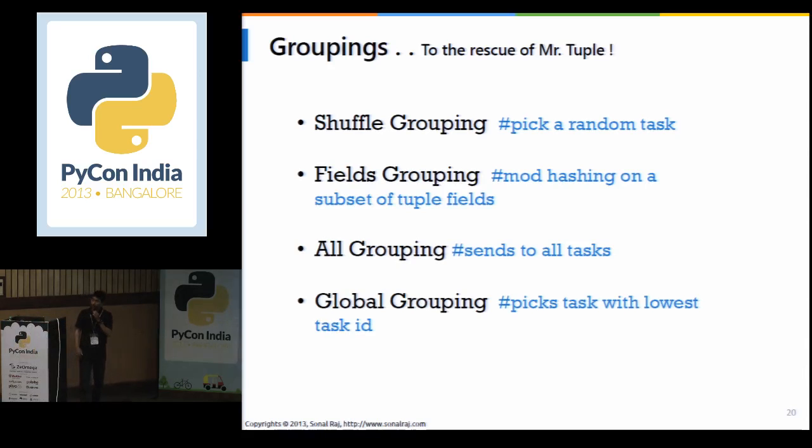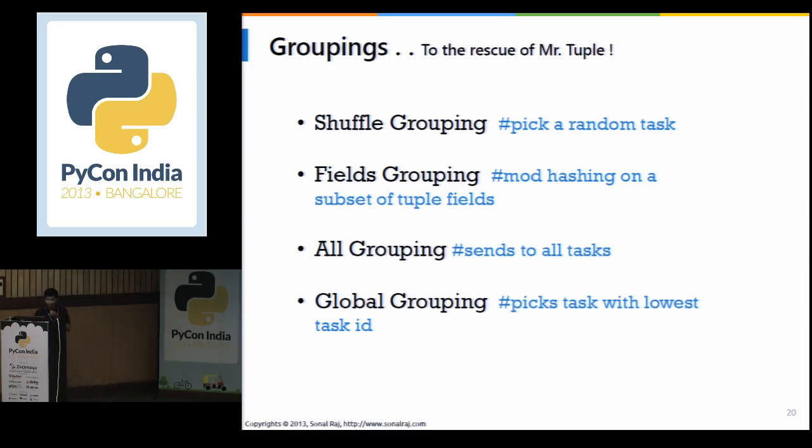Next is all grouping. It's a sarcastic kind of grouping. I don't know why they introduced it, but it creates clones of the tuple and sends the clones to each of the bolts that exist in the system. So probably nobody will miss it.